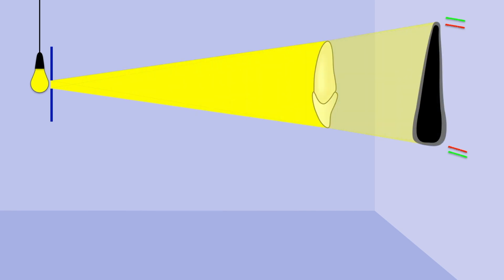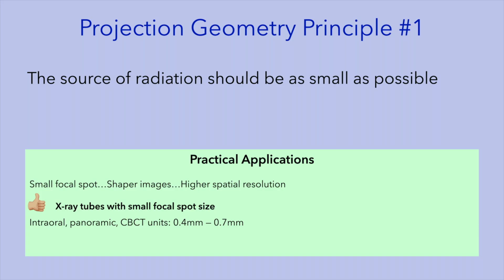By decreasing the source of radiation, we decrease the width of the penumbra and increase the sharpness of our image. And this is the basis for the first principle of projection geometry. The source of radiation should be as small as possible. Practically, X-ray tubes that have a smaller focal spot will yield images that have a higher spatial resolution.